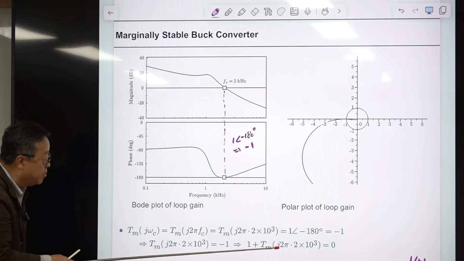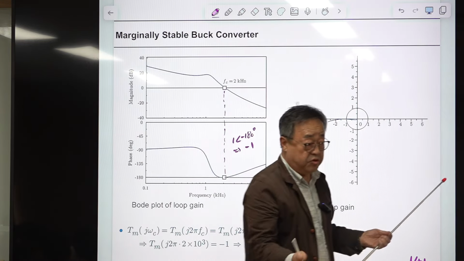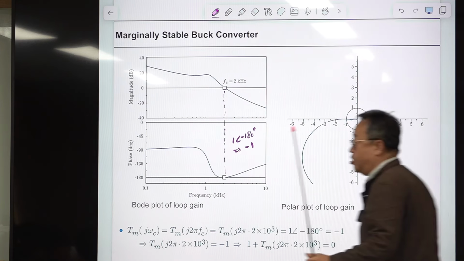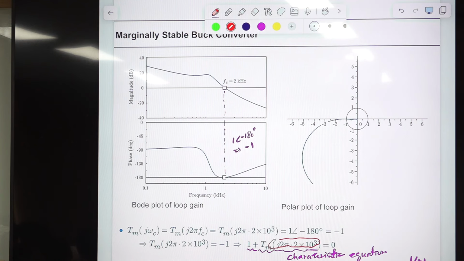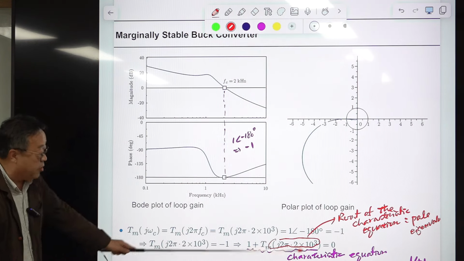1 plus Tm is what? It is the characteristic equation of the feedback system. So this is the characteristic equation of the system, and at a particular frequency it becomes 0. This is what? A root of the equation, called a pole, system pole, closed-loop pole, or eigenvalue. So the eigenvalue or pole is located here, on the imaginary axis.